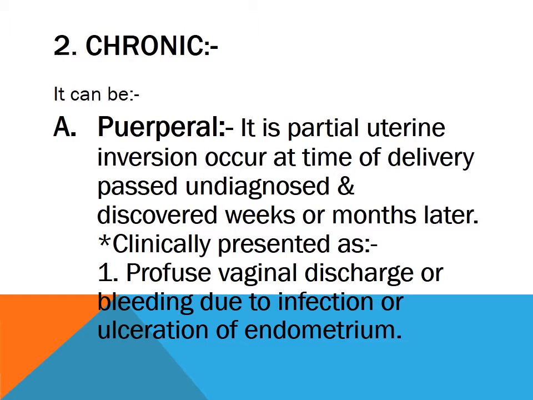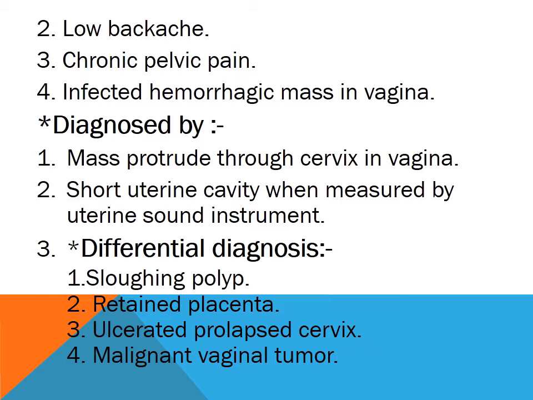Chronic type. In this lecture, we shall concentrate on the chronic type of uterine inversion. It can be puerperal. It is a partial uterine inversion that occurs at the time of delivery but passes undiagnosed and is discovered weeks or months later. Clinically it presents as a profuse vaginal discharge or bleeding due to infection or ulceration of the endometrium. There may also be low backache, chronic pelvic pain, and an infected hemorrhagic mass in the vagina.